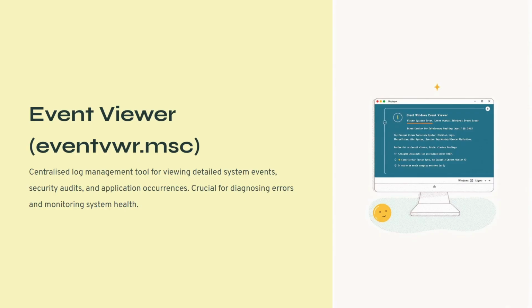The first tool you do need to know about is your event viewer. So event viewer is a centralized log management tool. What is log management? It's keeping track of everything that's occurring within your device, but also within particular applications as well. So it details system events, it has security audits and application occurrences. So if you have an application that crashes, you might want to use event viewer in order to diagnose this. You could go there.